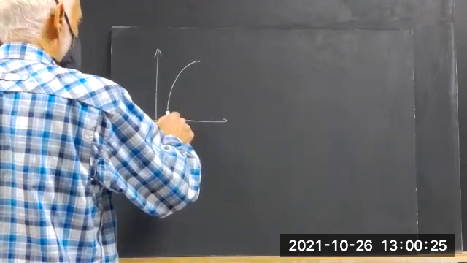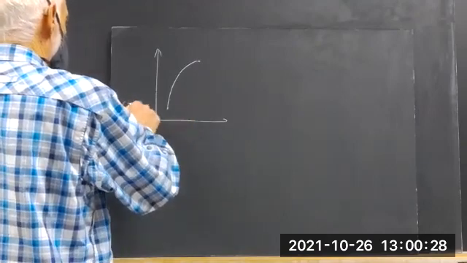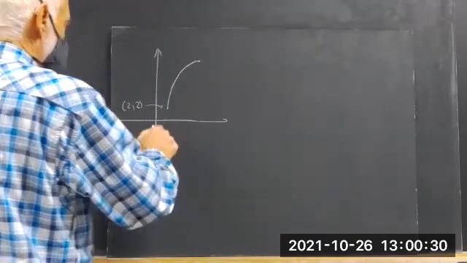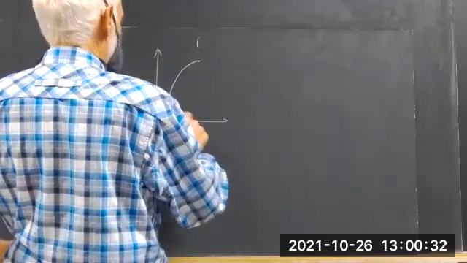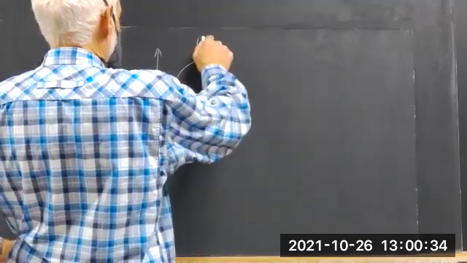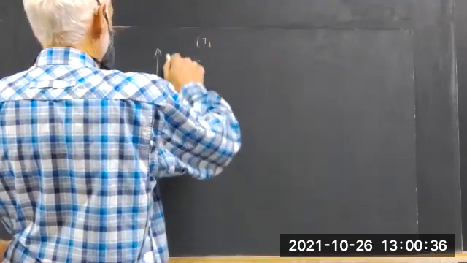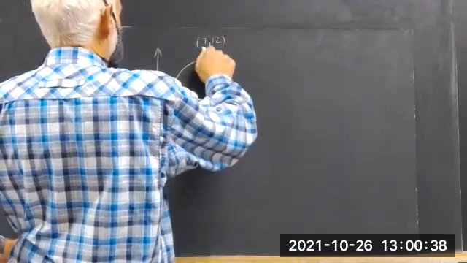I can estimate the coordinates of points there. Let's say this point is (2, 2). And this point, well, that's 2. That looks like it's maybe 7. That's 2. That looks like it's maybe 12.